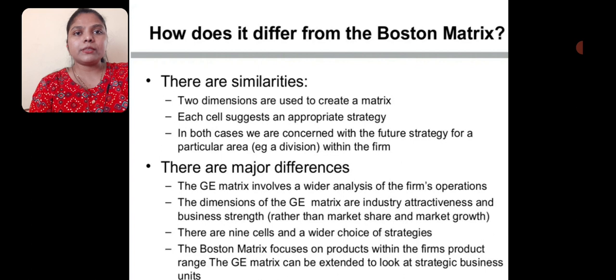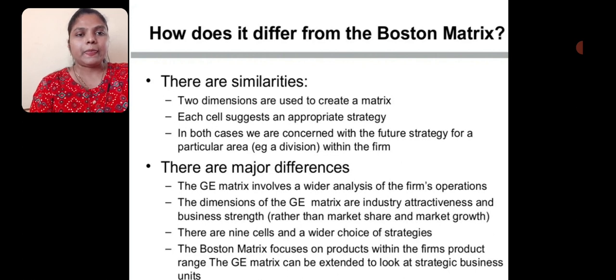Then there are some similarities and differences between the GE matrix and the BCG, that is the Boston matrix. The similarities are: two dimensions are used to create a matrix, and each cell suggests an appropriate strategy. In both cases, we are concerned with the future strategy for a particular area, that is, a division within the firm.